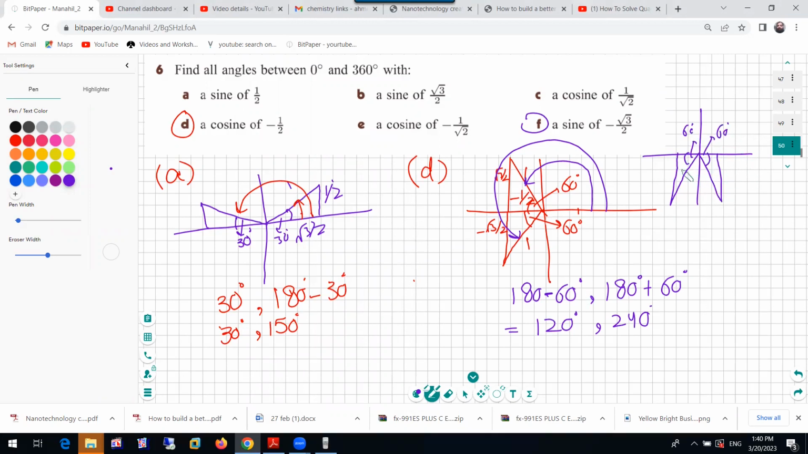So the first angle will be this, and the second angle will be this, right? So this is actually F part. The first angle must be equal to what? 180 plus 60. The second angle is obviously 360 minus 60, right? So we get 240 and 300.